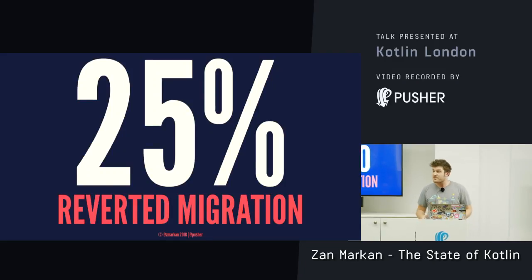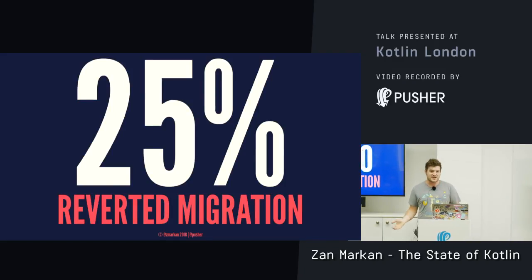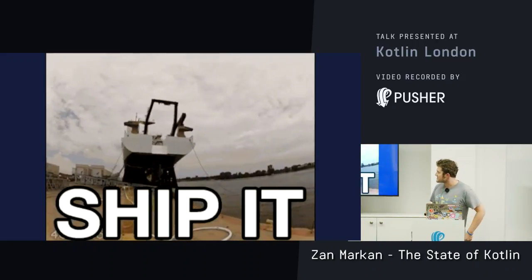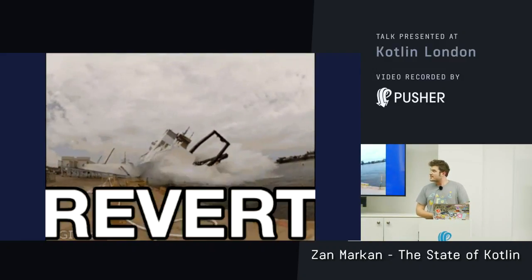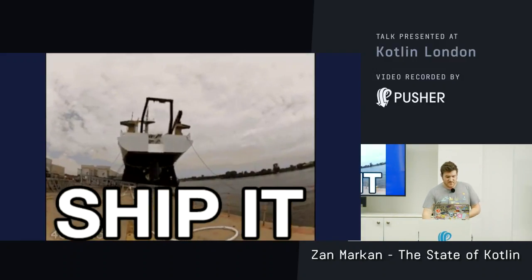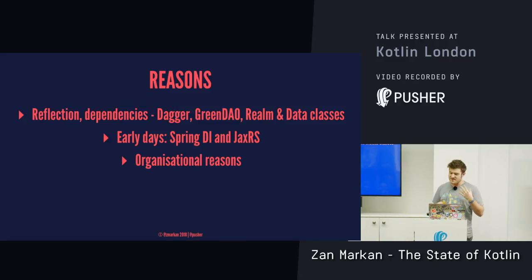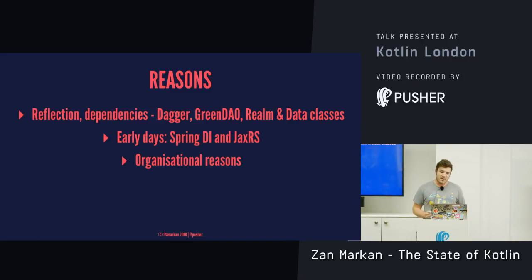And 20% of all the people who did the migration decided it was a bad idea. I imagine it went something like this. So I asked about the reasons. Dependencies were a big reason why the migration didn't go as planned. So was reflection. A couple of names popped up on Android: Dagger, Green DAO, Realm. There may be some tricks involved in getting this migrated correctly.